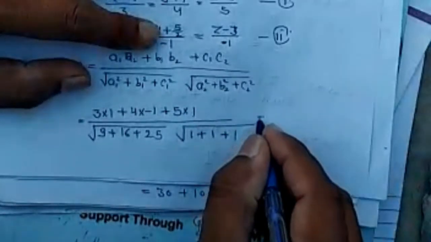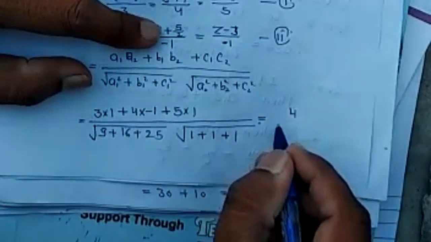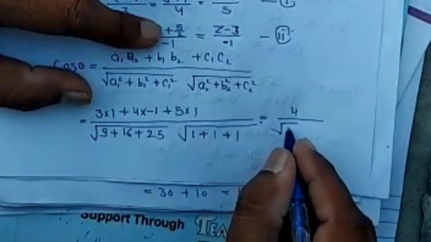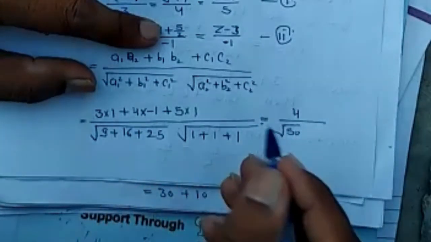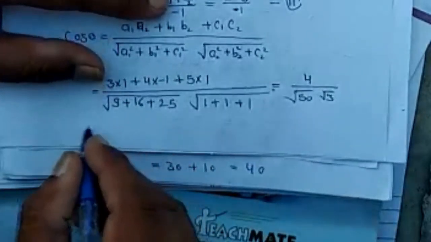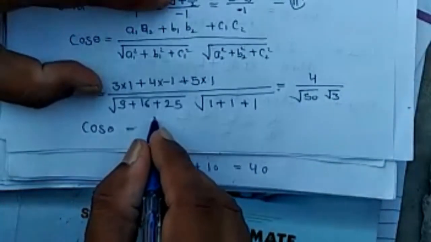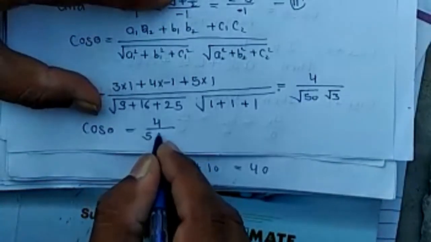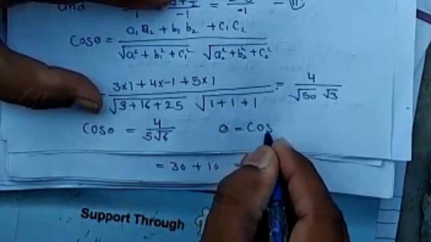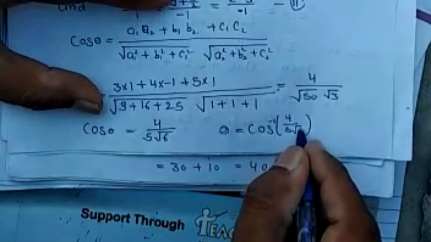Then 8 minus 4, that is 4 upon square root 50, 25, 25, 50 and root 3. We get cos theta equal 4 upon 5 root 6. Then theta equal cos inverse 4 by 5 root 6, and this is the answer.